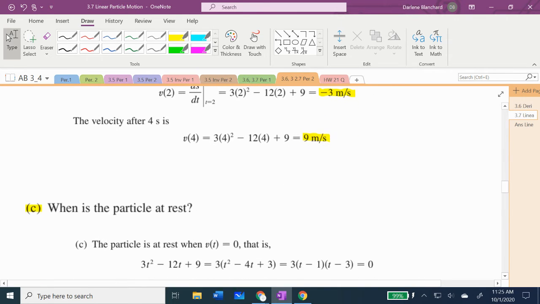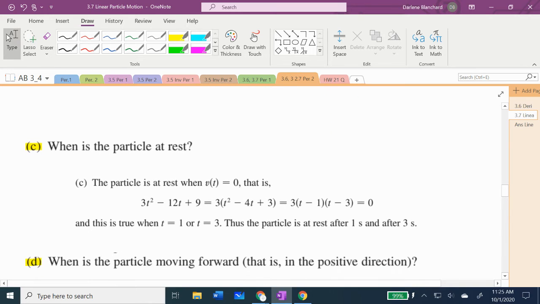Moving on to C, when is the particle at rest? That's the question, when is velocity equal to 0? So we take that velocity equation we found, and it's a quadratic, so if I'm trying to solve for what makes it equal to 0, I want to factor it. And I can see that I get time 1 second and time 3 seconds for when the particle is at rest.